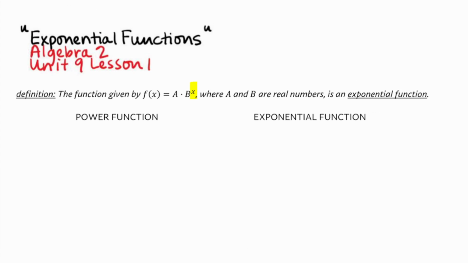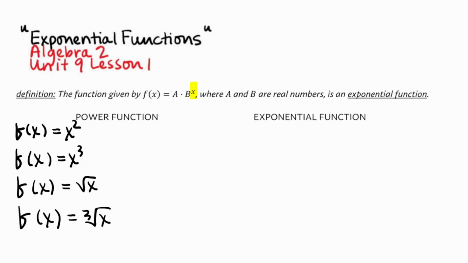In this class, we're going to be concerned with situations where b is a positive number. But maybe in a different class, you might be interested in situations where b was a negative number, in a more discrete scenario. Okay, but up to this point, the functions we've looked at in this class have all been power functions. So let me just copy a couple of those in there for you. So the main four function types we've studied in this class have been quadratic, cubic, square root, and cube root.